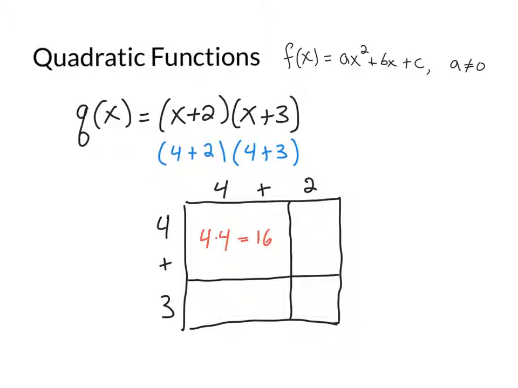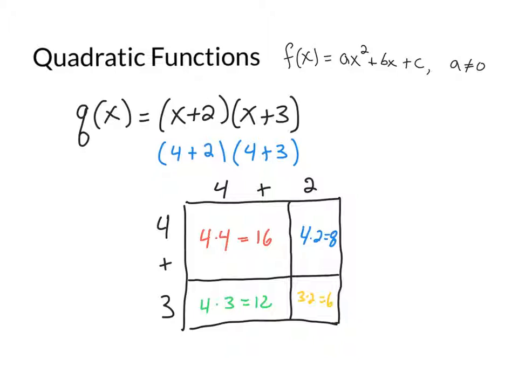Over here I get 2 times 4. So 4 times 2 is equal to 8. And then down in the bottom left I get 4 times 3, and that's 12. And then in the bottom left what I get is 3 times 2, and that's equal to 6.